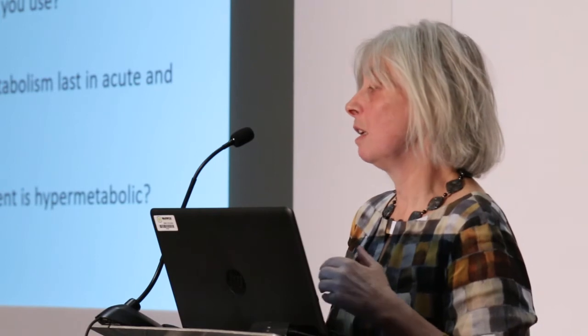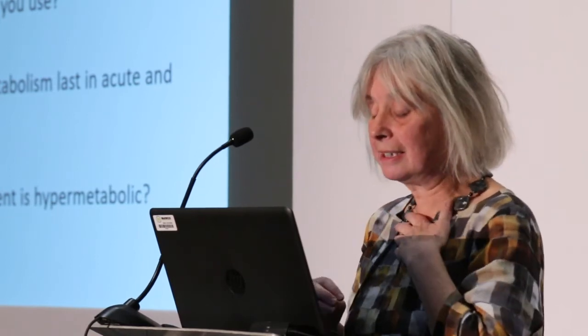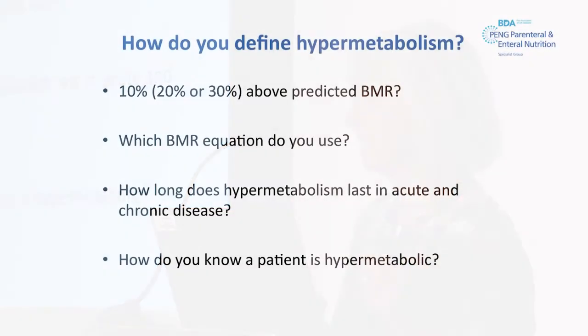The other thing is, we don't always know how long hypermetabolism lasts, whether in the acute setting or if someone's got chronic inflammatory response, for example, with COPD or congestive cardiac failure. Does that only become evident and at a low rate for 3 or 4 months after an acute exacerbation, or is it there all the time? There are very few studies that tell us that. And so the question is, when you're looking at your patient, how do you know if they're hypermetabolic or not?